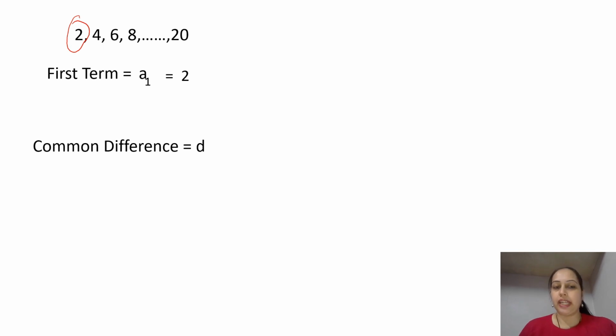The second important term regarding AP is the common difference, which is written as D. D is the difference between any two consecutive terms of the AP. For example, we can say A2 minus A1. Now A2 is the second term, which is 4, and A1 is the first term, which is 2. So we get the answer as 2.